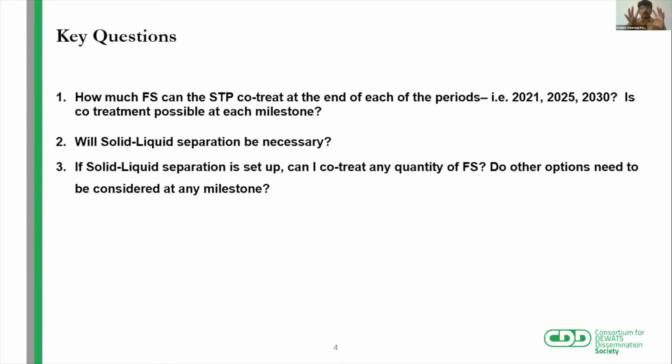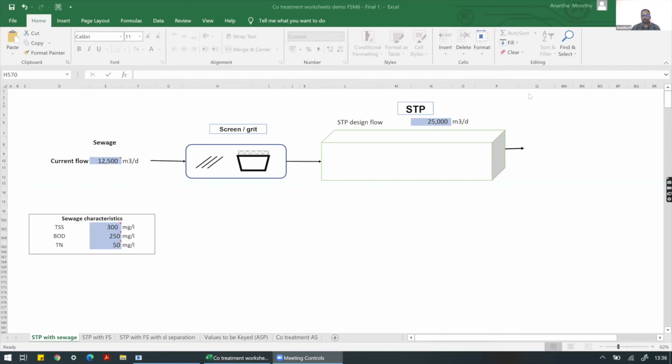So I would request you to have these questions in mind. I'll now ask Ananta to give you a demo of the tool, and then we'll come back and see if the tool is answering these questions. Ananta, over to you. Yes, thank you, Krishna. Is my screen visible to Krishna?